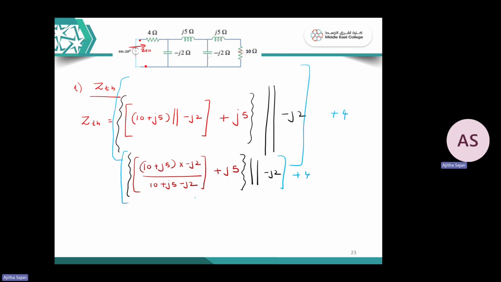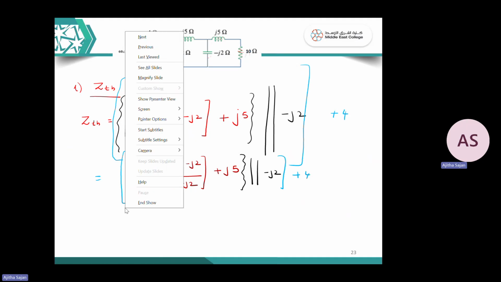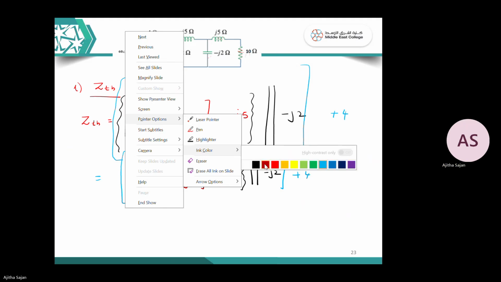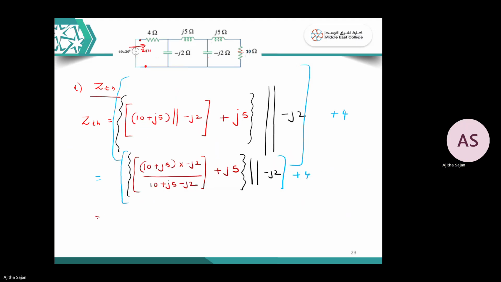Now what is the answer for it? You can calculate this answer using a calculator. Just check with your calculator and see how much you are going to get. Let me write the answer for you. This one, you will get as 0.33669 minus j2.11. Now this is the answer. You just add it with the j5.